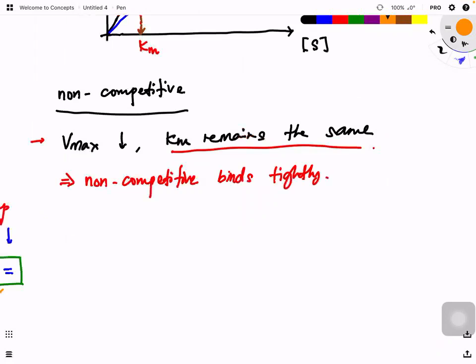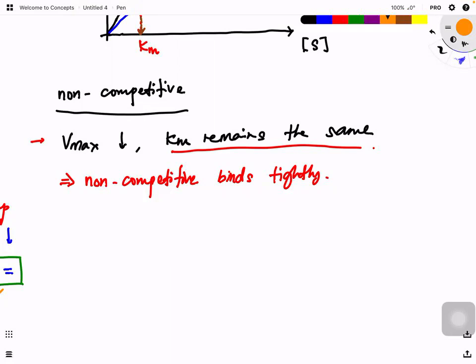Okay, understand the concept here. Why does Vmax decrease? Because the inhibitor is now bound to some of the enzyme, so those enzymes cannot function already. So there is a decrease in the workable enzyme. Therefore Vmax decreases. But why does Km remain the same? Because Km in this case refers to affinity. So as long as my inhibitor already binds to my enzyme, either at the active site or tightly at the allosteric site, then there is nothing to do with this kind of enzyme.